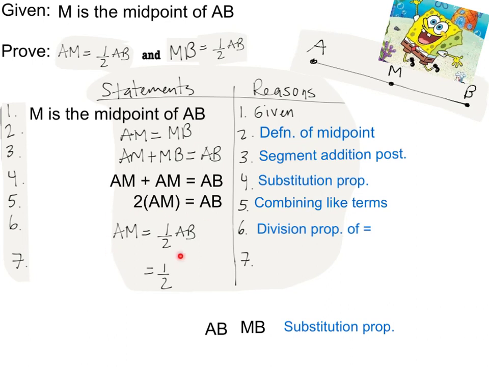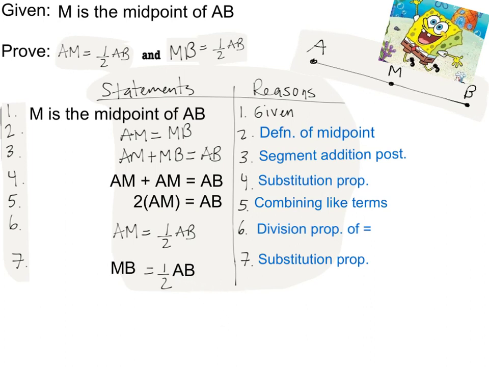Now this makes us happy because this is part of what we wanted to prove. But we also had to prove that MB was half of that. That's pretty easy. We're going to use the substitution property again, and here's how we'll do it. I will prove that MB is half of AB by just taking what I know from here, that AM and MB are the same, and now instead of AM, I will plug in MB. Now I have proven that if M is the midpoint of AB, then each of these segments is half of the whole segment.